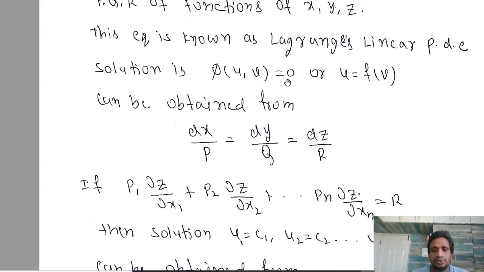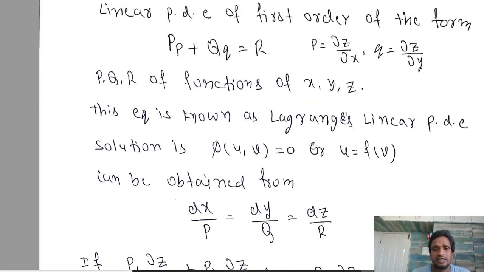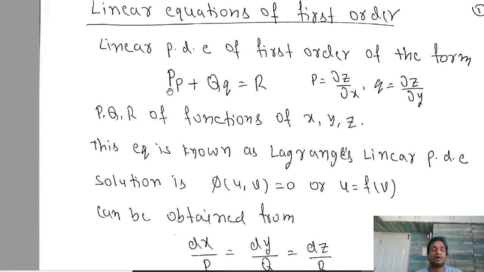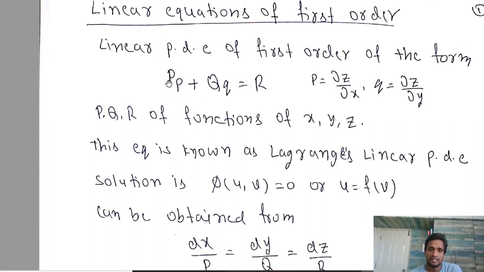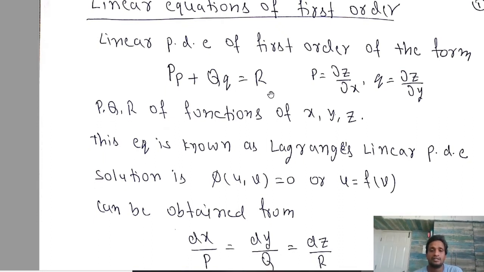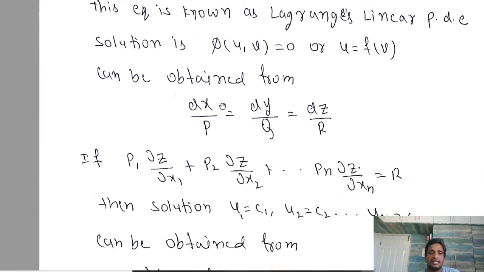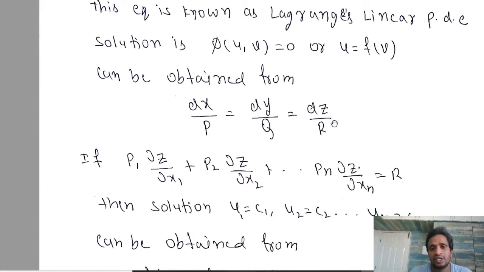How we got this solution: here see the standard form. It should be in the form of capital P into small p, capital Q into small q is equal to capital R, that is dx by P, dy by Q, dz by R. That means dx by coefficient of small p, that is capital P, dy by coefficient of small q, that is capital Q, dz by the coefficient of constant, that is R, we can write it as 1.